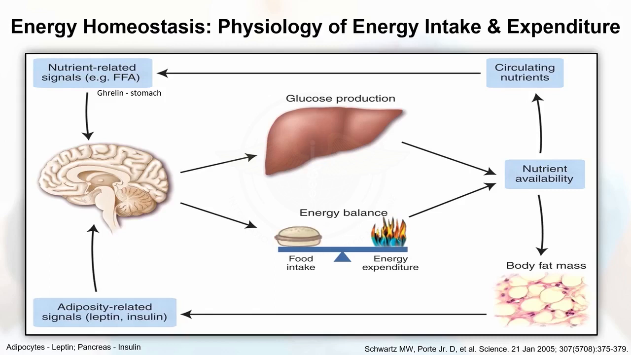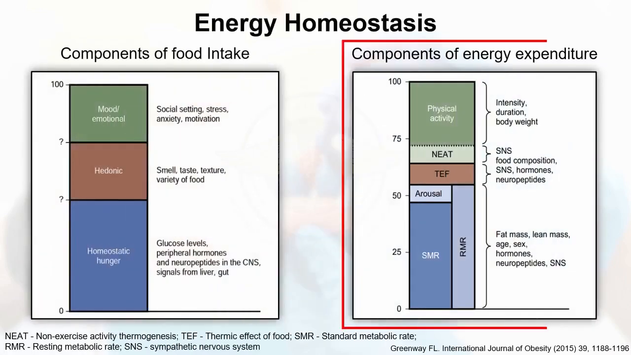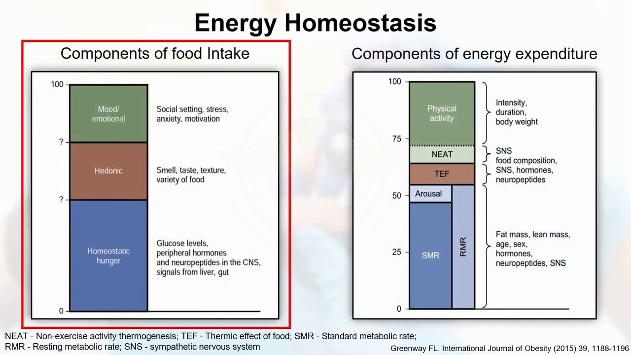So this keeps on happening. Eat food, insulin, beta cells, sugar is absorbed, sugar falls, glucagon from the alpha cells. So this is a very wonderful mechanism. So these are components of energy expenditure and components of food intake.